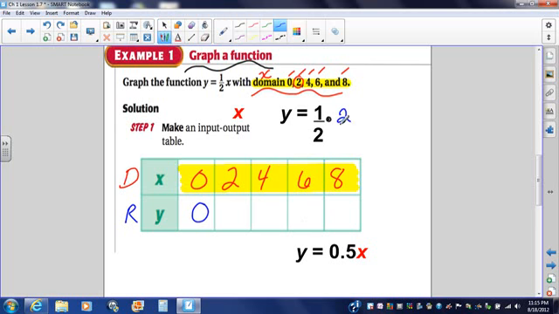I could make it a fraction and do top times top, bottom times bottom. Multiplying fractions ain't a problem. Or I could just say, what is half of 2? Half of 2 is 1. Now you should be able to see the pattern. I'm going to do half of 4. I'm going to do half of 6. And I'm going to do half of 8. If you want to take your calculator and do 0.5 times 2, 0.5 times 4, and so on, you would still get the same range.